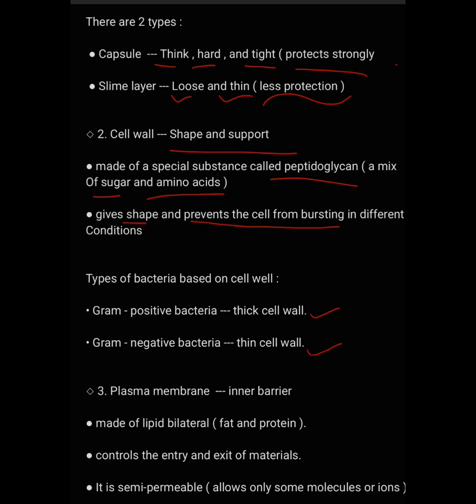Plasma membrane is the innermost layer of the cell envelope, and it is made up of lipids, mainly a bilayer. That bilayer is composed of fats and lipids, and the plasma membrane controls the entry and exit of materials. It is known as semi-permeable, which allows only some molecules or ions.